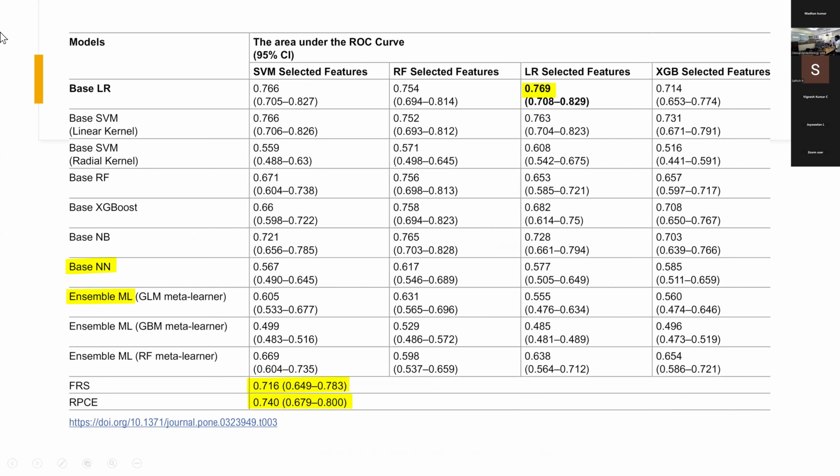And finally, these were the final AU-ROC curves that they got for multiple learning models. The best ROC curve was obtained for the LR model with selected features, which gave an AUC value of 0.769, as against the 0.716 value of the Framingham risk score and 0.74 obtained with the RPCE score. The other models were also fairly accurate, but the highest area under the curve was with the LR model with selected features.